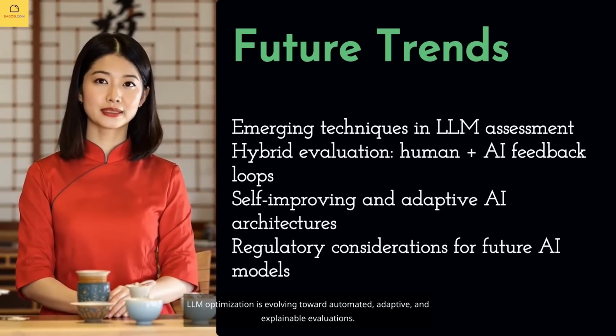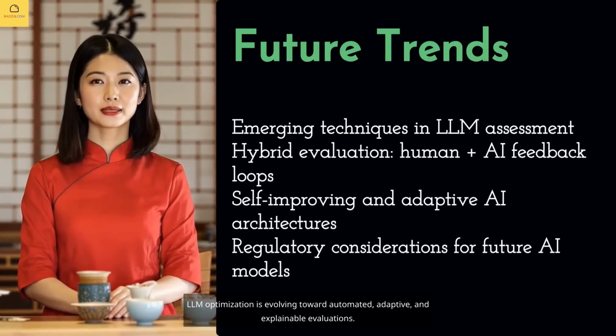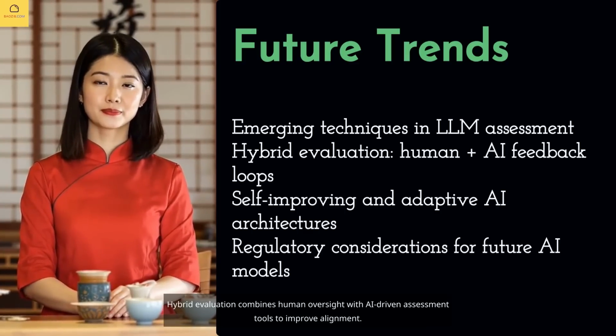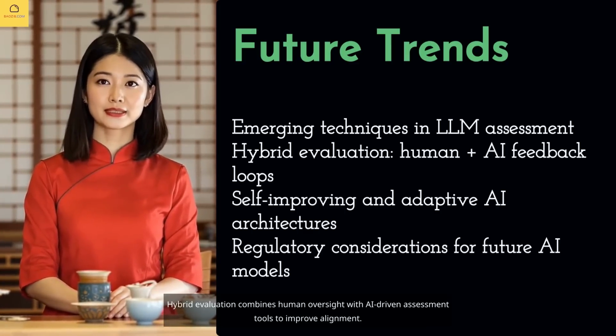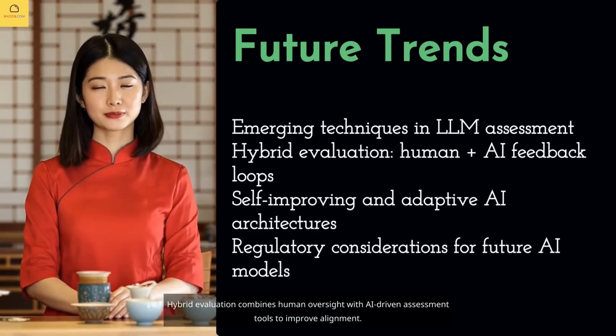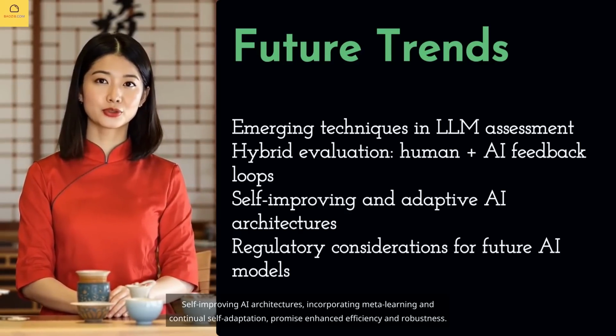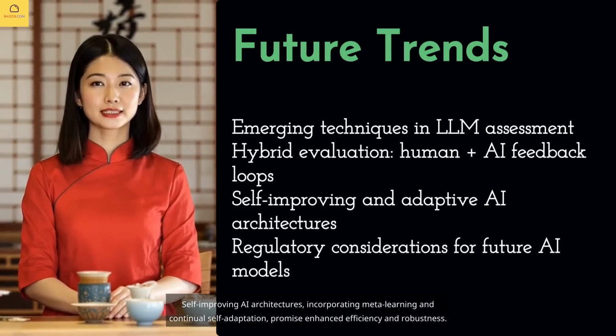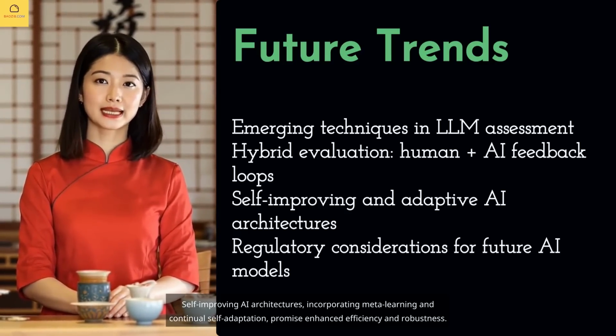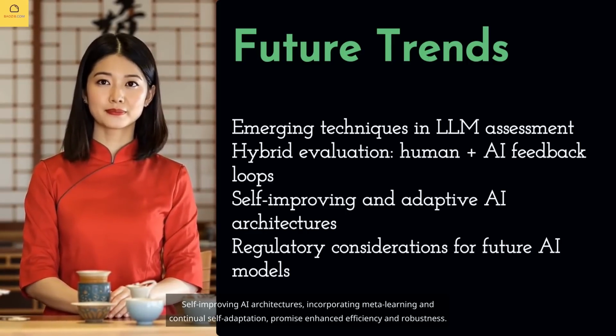LLM optimization is evolving toward automated, adaptive, and explainable evaluations. Hybrid evaluation combines human oversight with AI-driven assessment tools to improve alignment. Self-improving AI architectures, incorporating meta-learning and continual self-adaptation, promise enhanced efficiency and robustness.